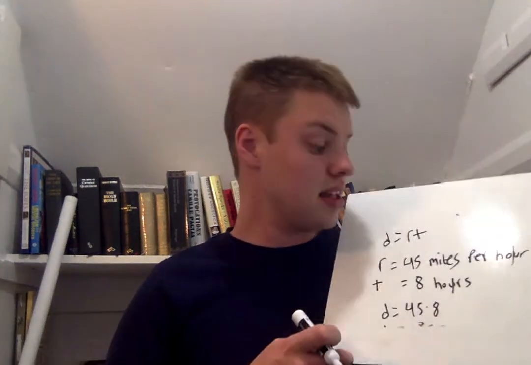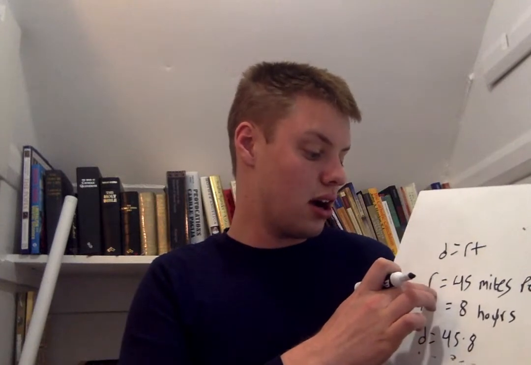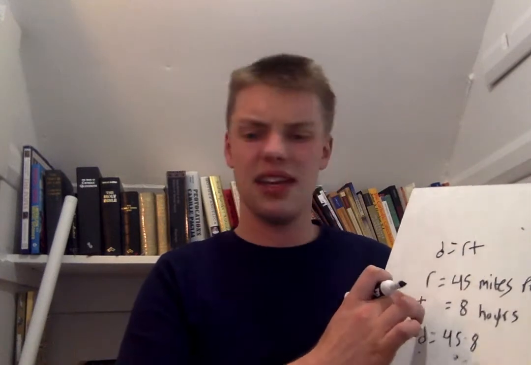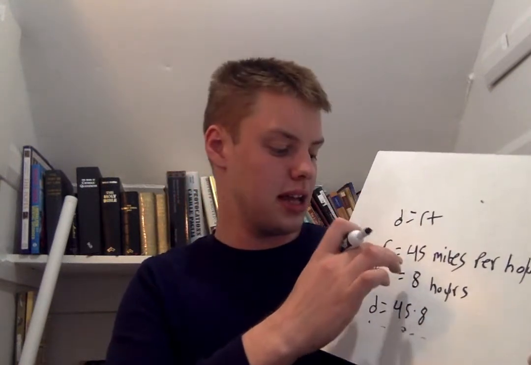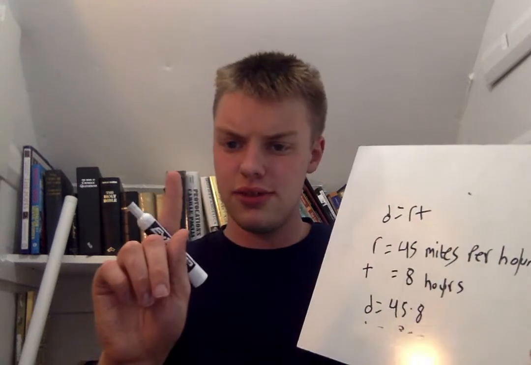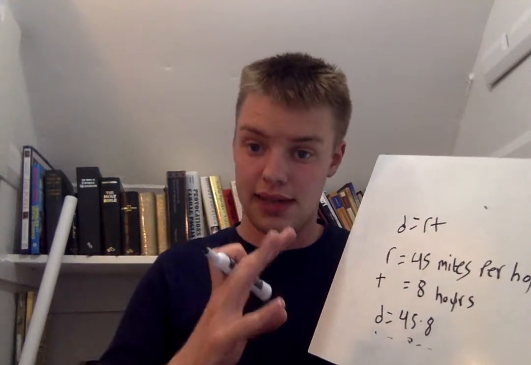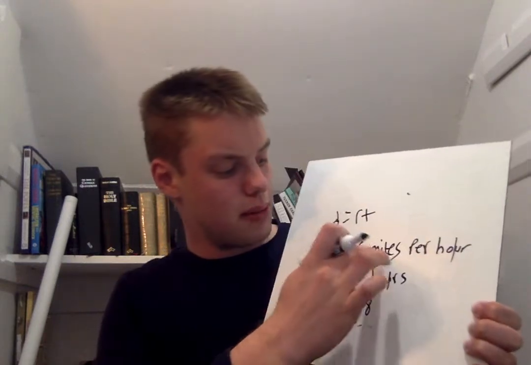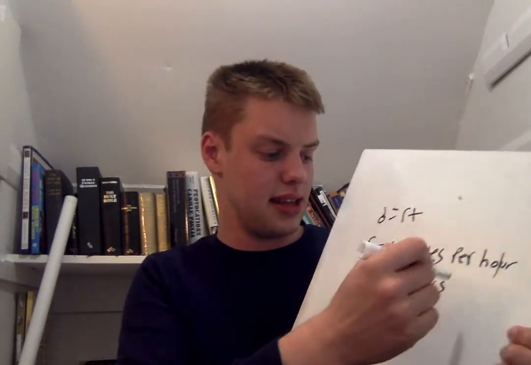What about that first practice problem when we have d equals r t? Well, it gives us r, which is 45 miles per hour, and it gives us t, which is 8 hours. So we know we're going to multiply these two numbers. Let's do the units real quick, though. We've talked about canceling units before in a previous lesson. We have miles per hour and hours. So because we see hours twice, we're going to cancel it.